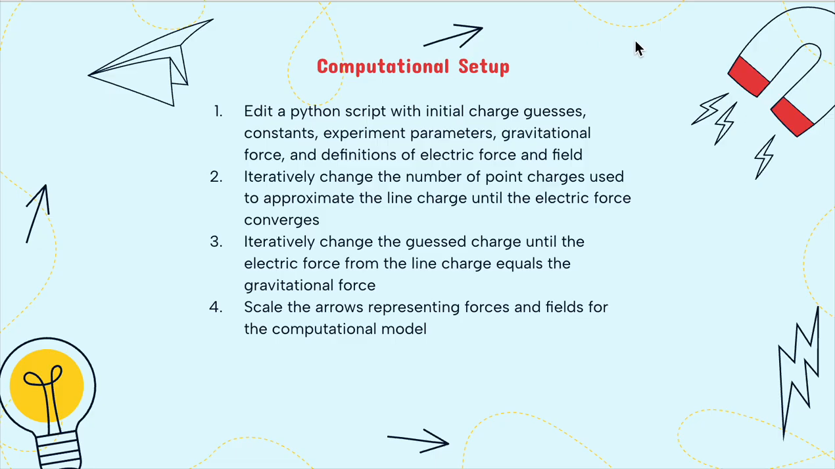So for the computational setup, I edited a GlowScript with initial charge guesses, constants, experiment parameters, gravitational force, and definitions of electric force and electric field. Secondly, I iteratively changed the number of point charges used to approximate the line charge until the electric force converged. After that, I iteratively changed the guess charge until the electric force from the line charge was equal to the gravitational force. And then finally, I scaled the arrows in the model so that it would properly represent the forces and fields.